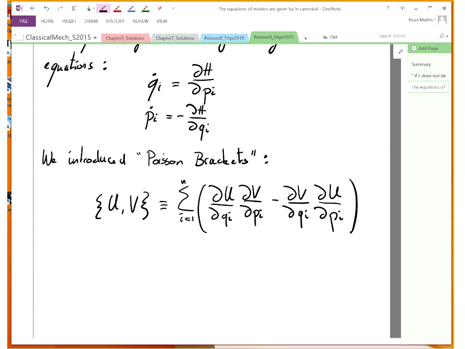So these Poisson brackets are a little bit annoying to calculate, right? Because you have to do this sum over n terms of these four partial derivatives, two products of two partial derivatives. However, we're able to do a lot of things with these Poisson brackets without even ever having to evaluate these sums.